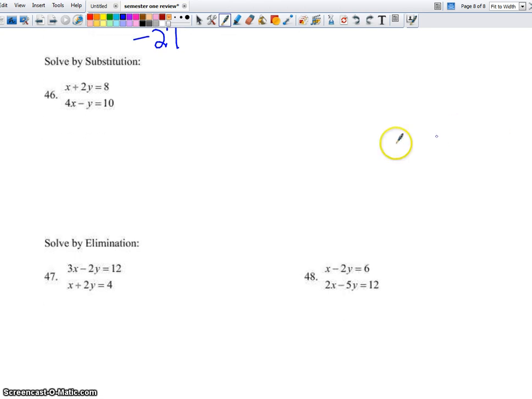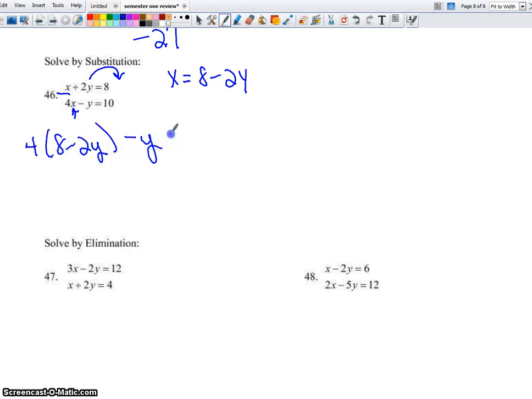46 wants you to solve by substitution. You have to start by getting something by itself. X is the only one that does not have a number in front of it and is positive, so I'm going to go with that. Means I need to move my 2y, so x is equal to 8 minus 2y. That is going to go into the other equation for x. 4 times 8 minus 2y minus y equals 10.